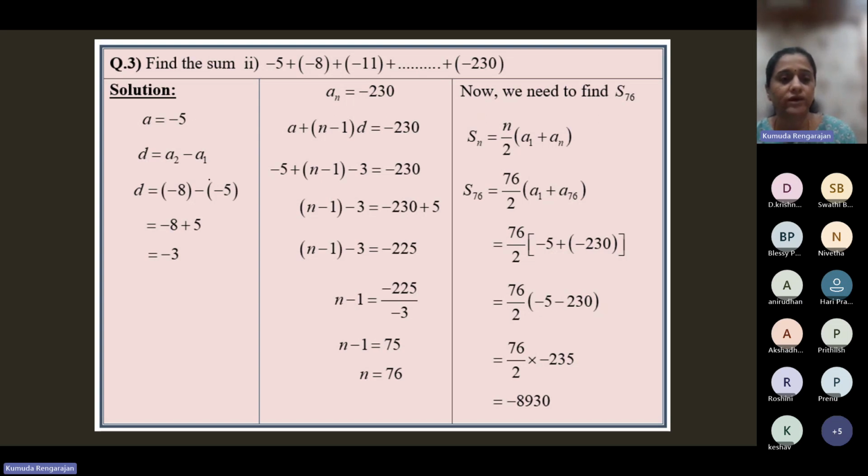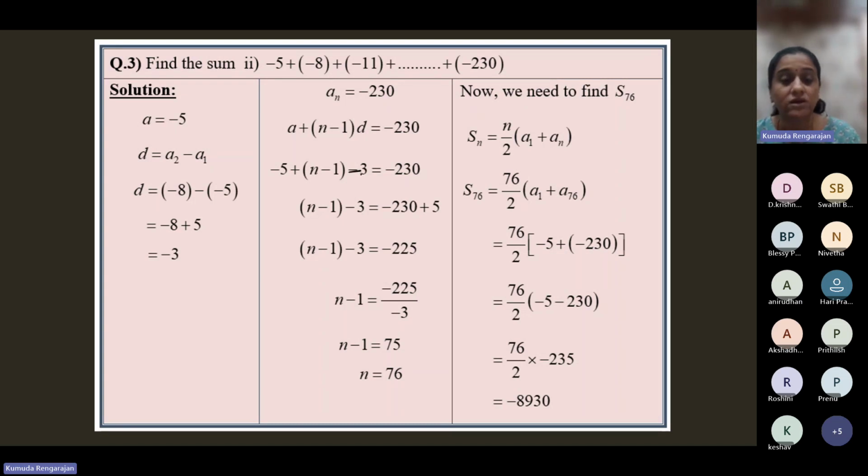So write out the values of A and D. And then use minus 230 to find the value of N. We need the values of A, N, and D. A is the first term, D the common difference. So that we found. Now use the last term minus 230 to find the value of N. An is equal to minus 230. An means A plus N minus 1 into D is equal to minus 230. So substitute the values of A and D.